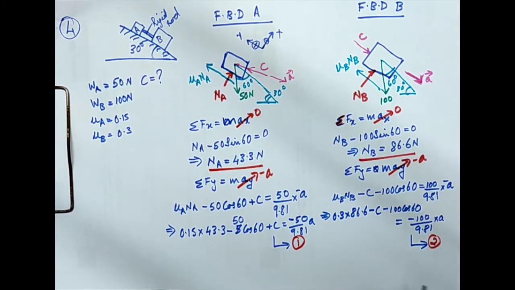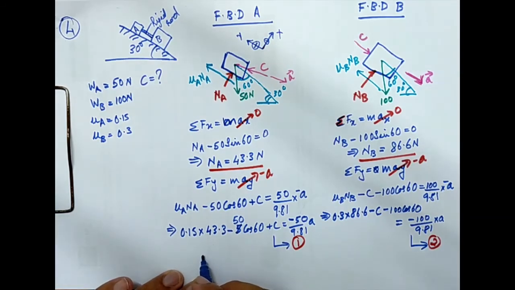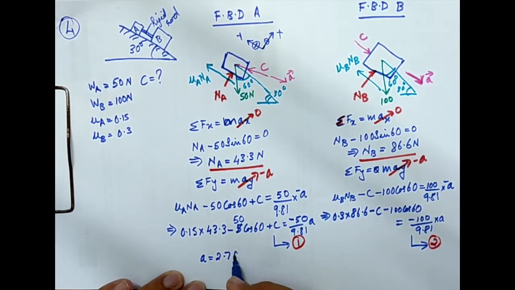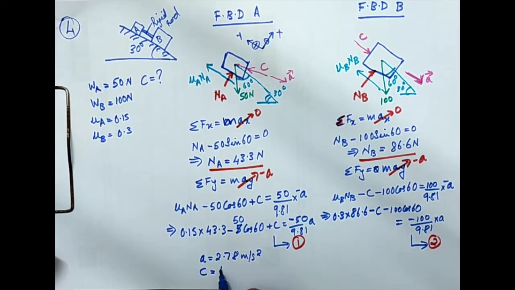Now we have two equations, equation 1 and equation 2. There are two unknowns, the acceleration and the value c, which is the compressive force in the rigid rod. These are simultaneous equations, so you can use a calculator to solve them. The final result you will be getting is the value of a as 2.78 meter per second square and the compressive force c as 4.33 Newton.